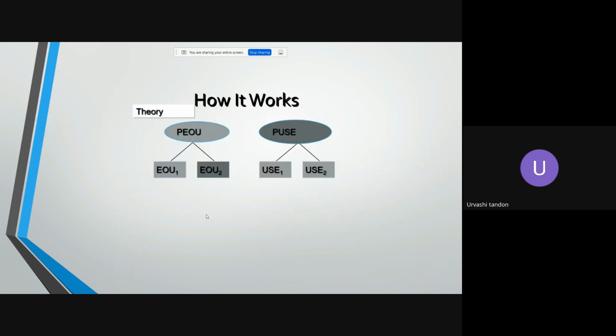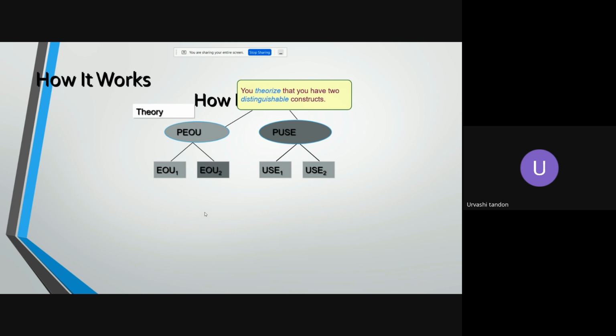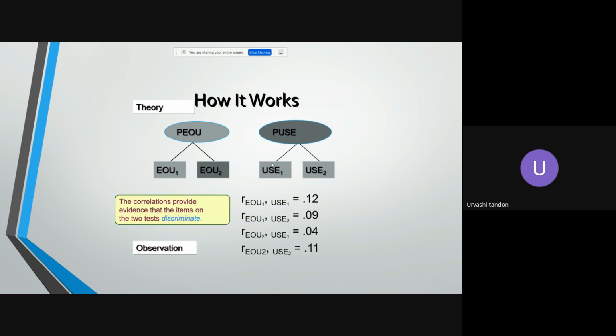Now, how does it work? Theory says that we have two constructs. Ease of use is how easy it is to use a technology, and usefulness says that this particular technology increases my performance, right? So now these are the correlations. You can see the correlation of ease of use with usefulness is low: 0.12, 0.9, 0.4, 0.2, meaning these are different from each other. The items of these two are different. Ease of use is not related to usefulness, but ease of use 1 and 2 are related to each other.